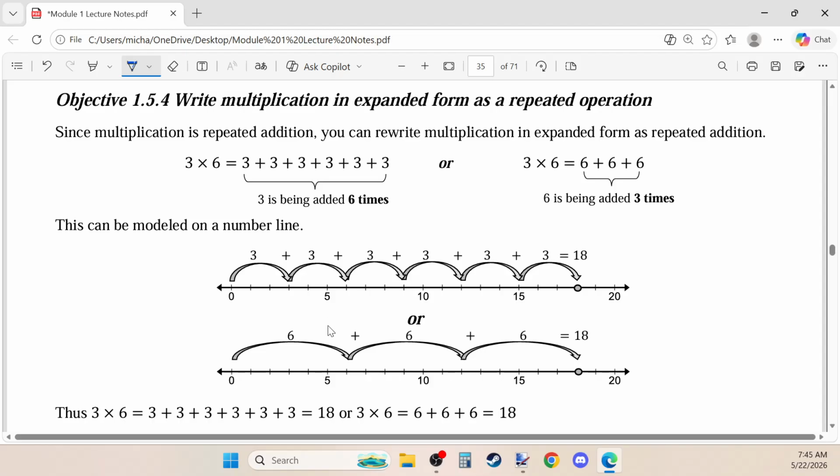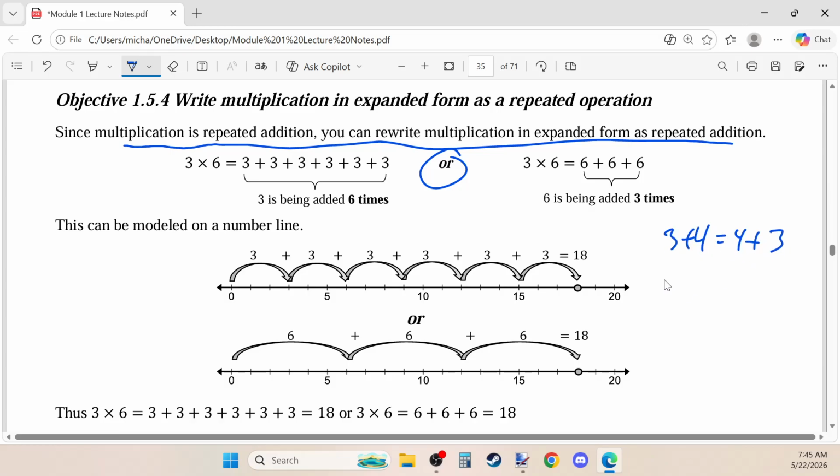And yeah, this is exactly what I was saying, that we have commutativity here. Remember when we did commutativity with addition where like 3 plus 4 equals 4 plus 3? Same thing. 3 times 4 equals 4 times 3. We can think of it as we're doing 6 jumps of 3. 1, 2, 3, 4, 5, 6. Or 3 jumps of 6. The same thing.